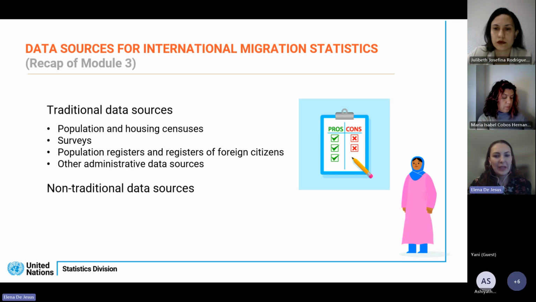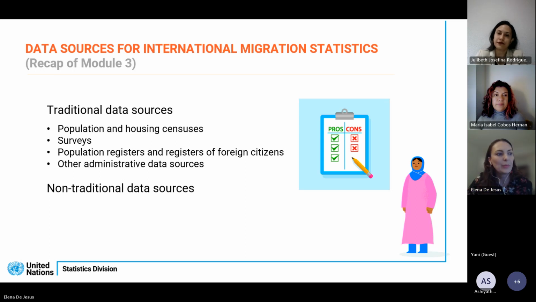So just to give you a recap of what we saw in module 3, hopefully you have been able to follow along. Basically, we examined the different sources of international migration and temporary mobility statistics, and we looked at the different advantages and disadvantages of each. So we looked at traditional data sources, such as population censuses, surveys, as well as administrative sources. And we also touched on the role of alternative sources of data, including big data.